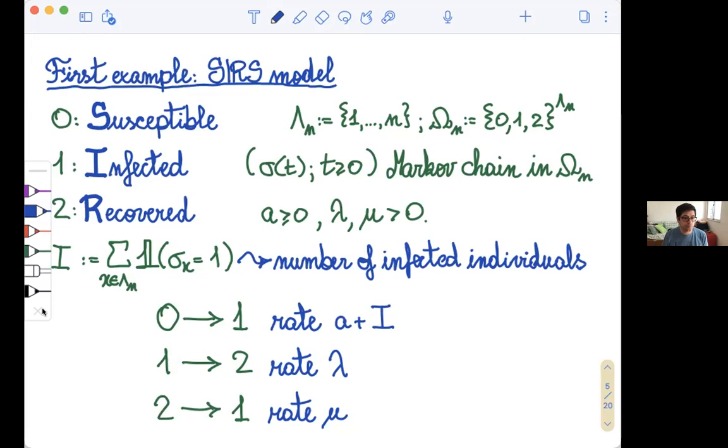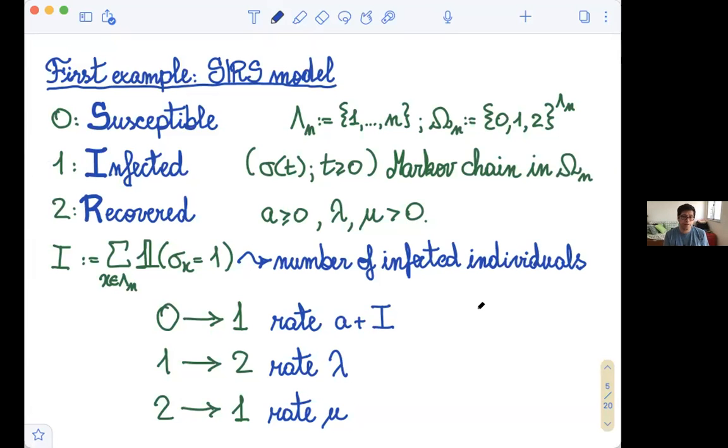Of course we have been stranded at home for more than a year by now, and nowadays everybody knows about these letters: SIR, SIRS, and so on. Those are examples of what people call compartment models, and they appear naturally in the modeling of epidemics.